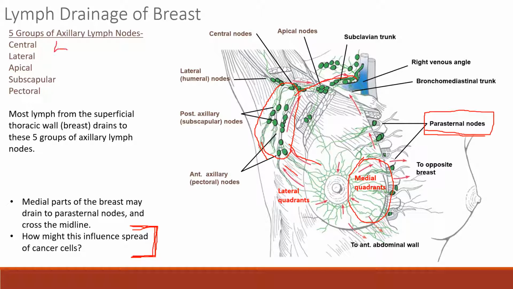All of the axillary lymph nodes can be divided up into these categories here. I don't think you need to memorize these in any great detail, but just recognize these names are all subcategories of the axillary lymph node chain.